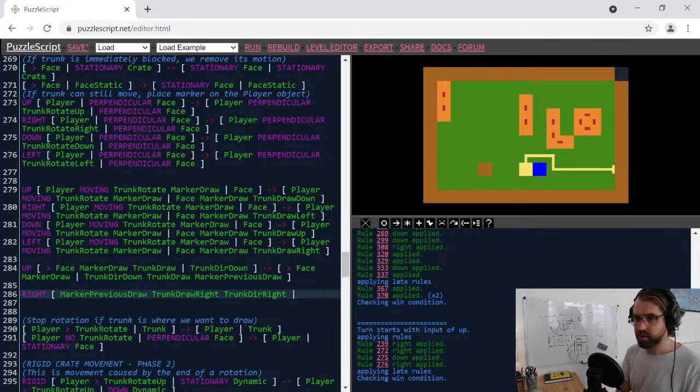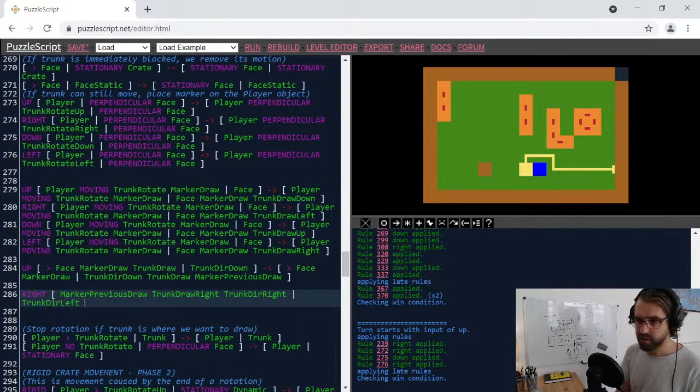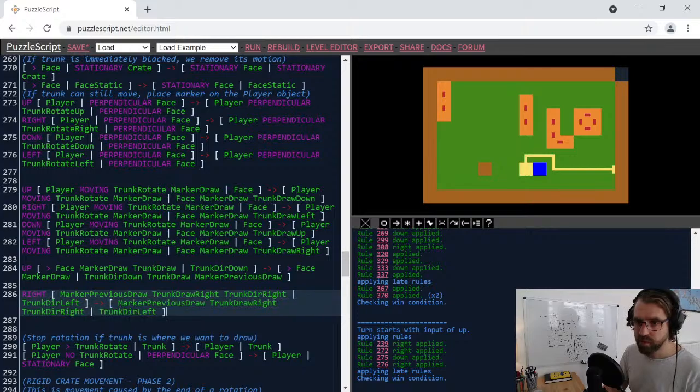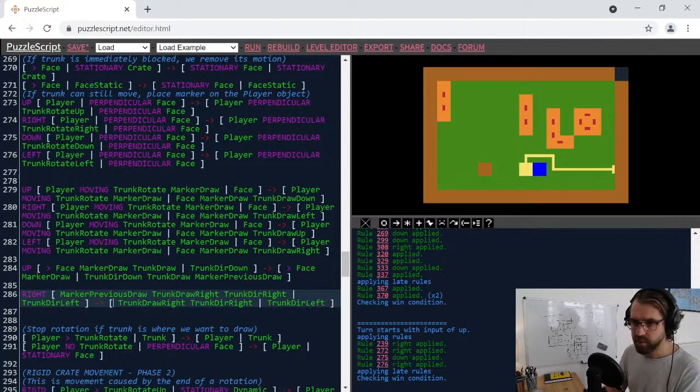And then if there's a trunk to the left here, then we want to move stuff over. Marker previous draw can go. Draw right can go. Draw right can stay. That can stay. Marker previous draw.